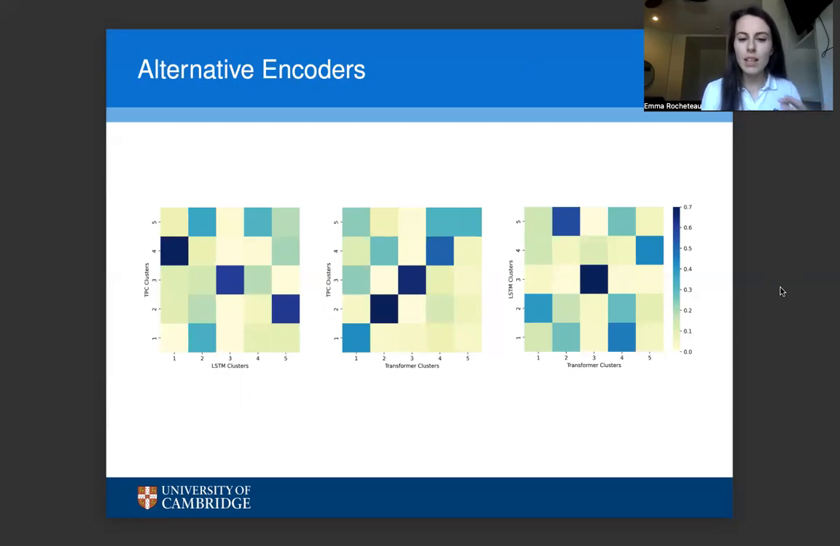We can see a fairly high degree of agreement between some of the clusters, especially between the TPC and LSTM and the TPC and the transformer. And where there are discrepancies, we found them to be because of slightly different placement of the decision boundaries between clusters in the representation space, rather than them picking out a completely different set of characteristics.